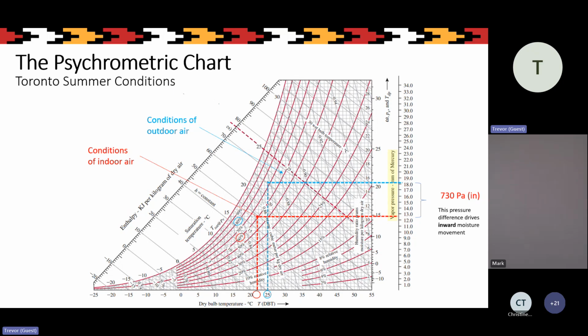And so that's the problem we deal with in mixed climates, is that for a certain part of the year, vapor's trying to drive outwards, and for another part of the year, it's trying to drive inwards. And depending on where you are in the country, where you are in North America, this can be very different.